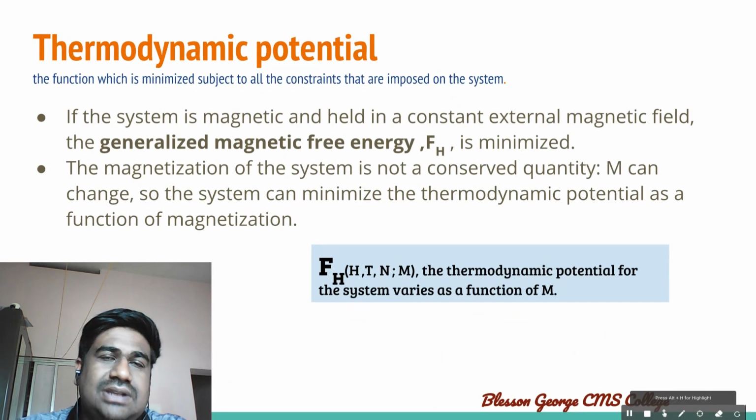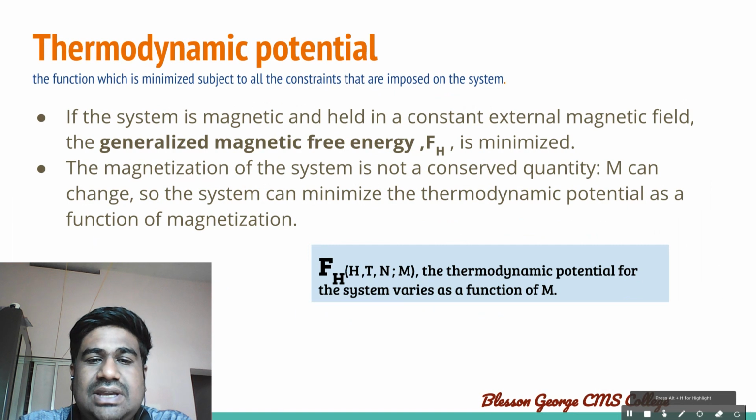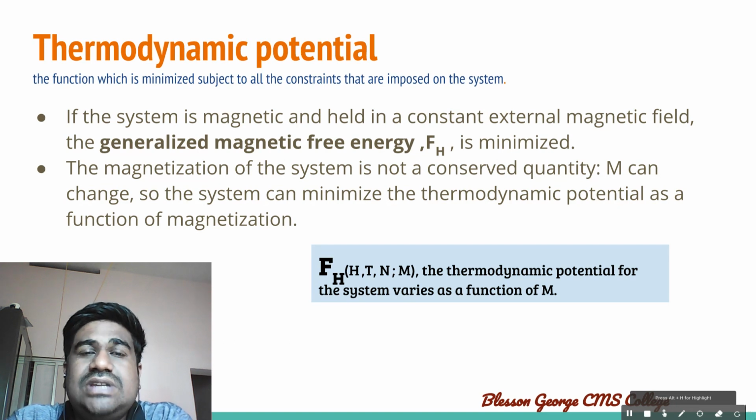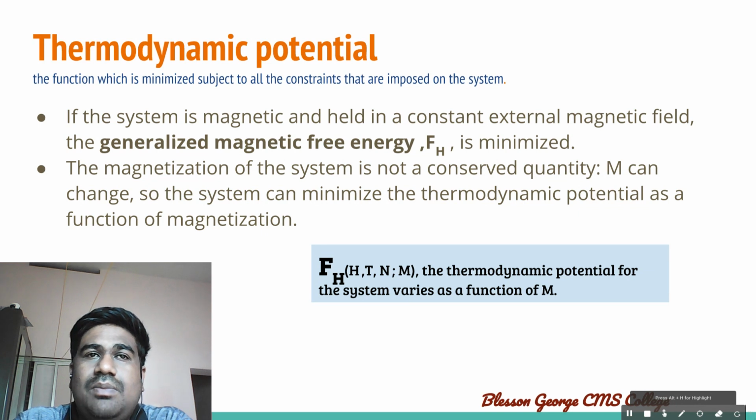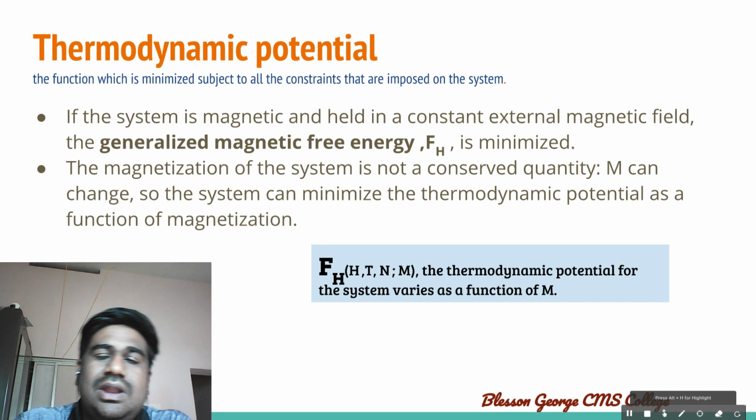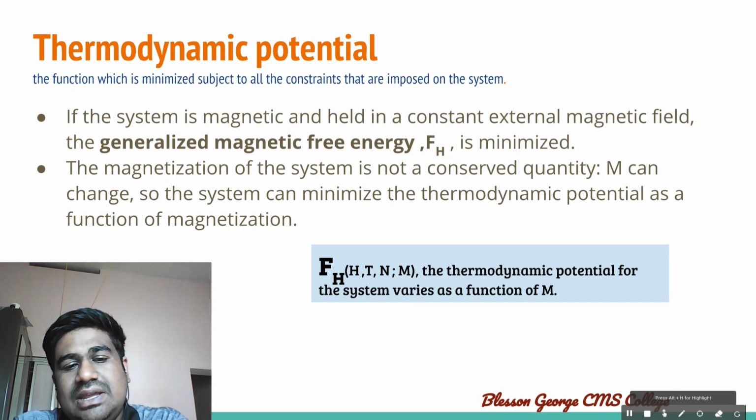So another example, consider a system which is magnetic and held in a constant external magnetic field H. Here the generalized magnetic free energy F(H) has to be minimized to attain equilibrium. So what is the quantity which can be varied? It is magnetization M. So here magnetization M can be varied so that the thermodynamic potential attains the minimum.